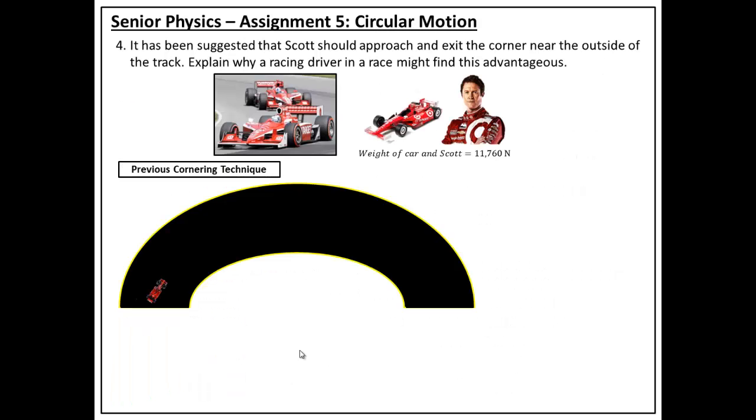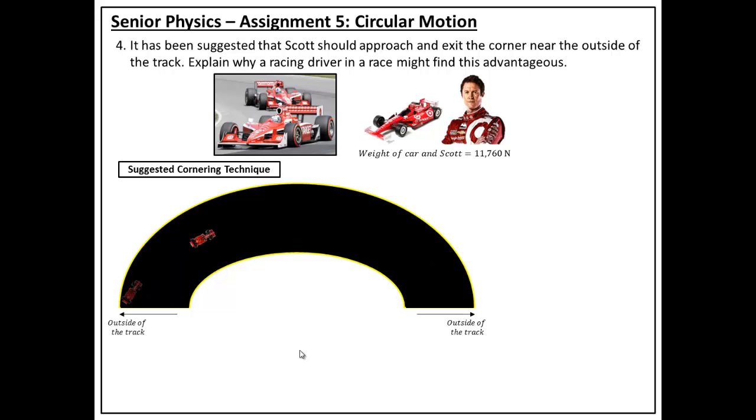The final question of this assignment is asking us to compare two different cornering techniques. We first have to imagine that Scott's previous cornering technique was to corner near the middle or inside of the track, not near the outside of the track when entering or exiting the turn. Here we show the relative size of the centripetal force required for him to make this turn.